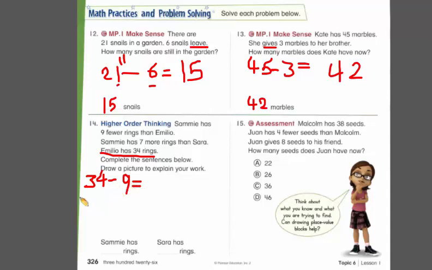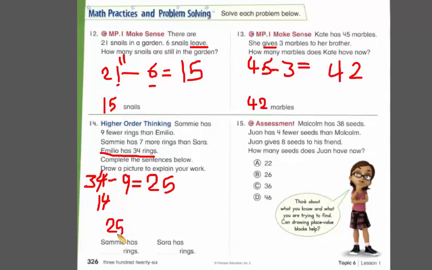No, we need to regroup. From where? We will regroup 1 ten, so the tens becomes 2. And now in the ones, it becomes 14. I regroup 1 ten to make 14 ones. 14 minus 9 equals 5. So Sammy has how many? Sammy has 25.